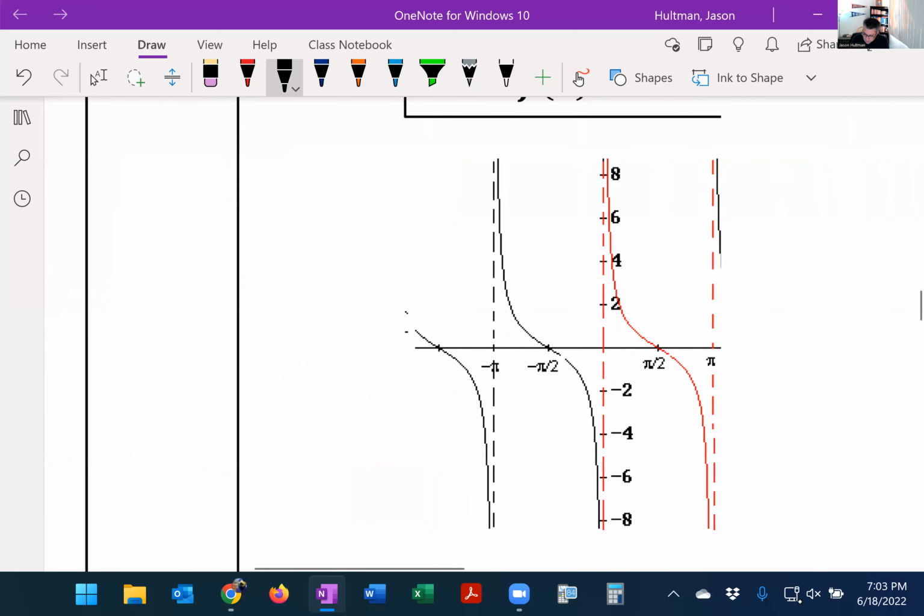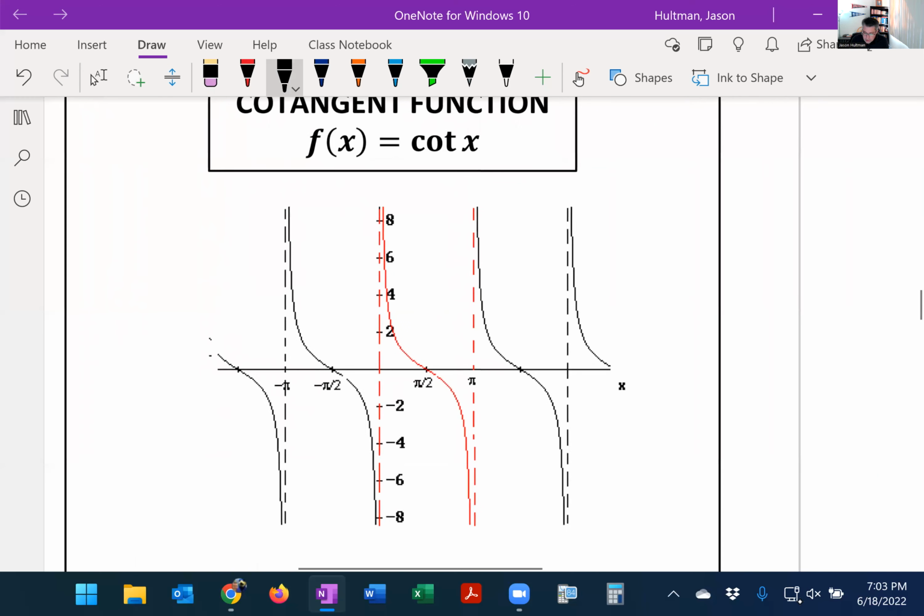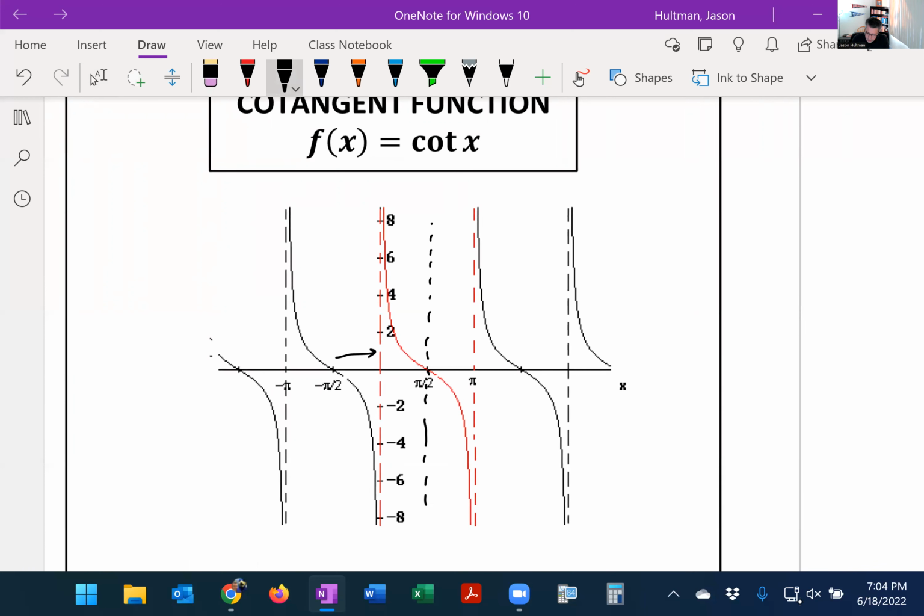Okay, what about the cotangent function? The cotangent function is like the tangent function, except that it's kind of a mirror image of it, and it's shifted. So it's a mirror image, and it's shifted over pi over 2 units. So instead of being at negative pi over 2, the whole thing gets shifted over pi over 2 units, and then it gets kind of flipped. If you were to look at this axis here, it would be flipped across that mirror image there.